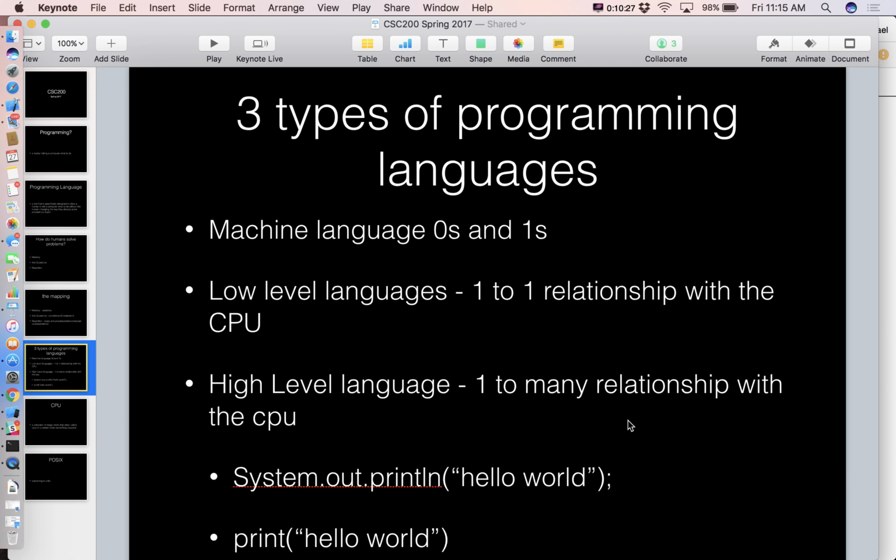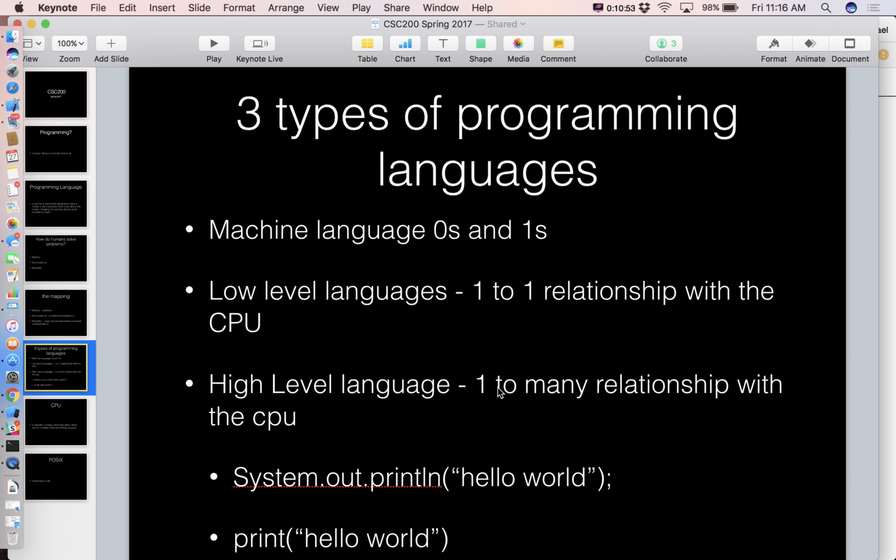Now, when we talked about this, especially when we deal with low-level languages and high-level languages, one-to-one relationship with a CPU and one-to-many relationship with a CPU, what does that mean? When I say that a low-level language has a one-to-one relationship with the CPU, what am I talking about? We spent quite a bit of time last class talking about the nature of CPUs. Go ahead. You type one line of code and it does one action.